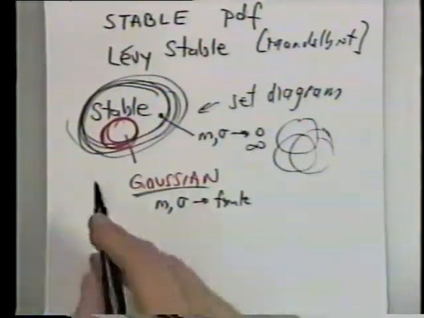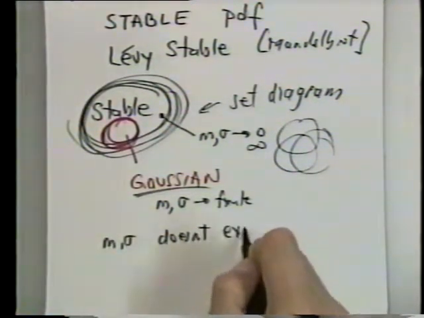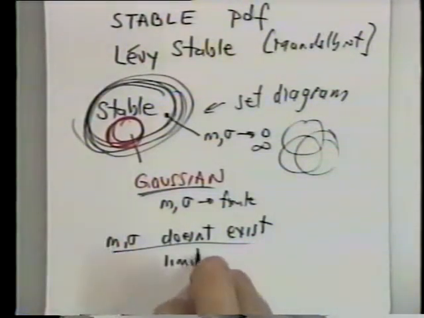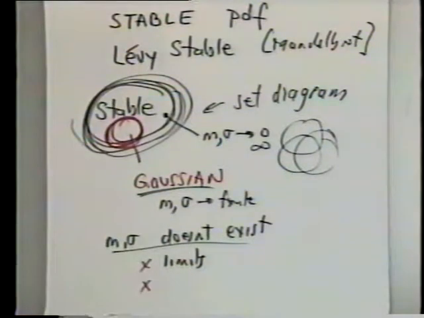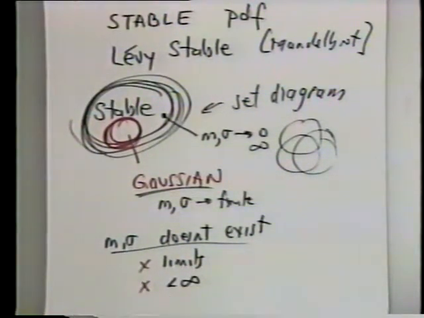So when I say that the mean and variance don't exist, what I'm really saying is that they don't reach limits, they don't have limiting values, and they don't have finite, or non-zero finite, values. So that's what I mean when the mean and variance don't exist.